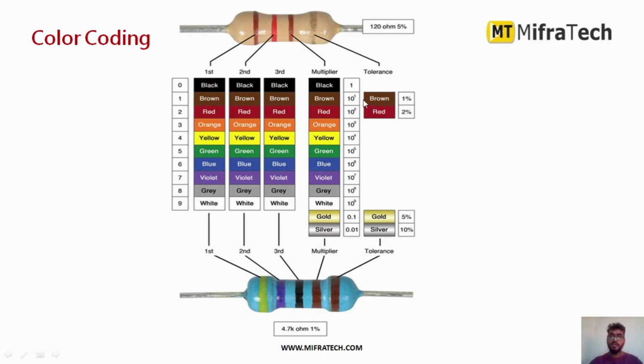The multiplier depends on the color. If it is black, the multiplier is 1, that is 10 to the power 0. If it is brown, it is 10 to the power 1, and so on up to white, which is 10 to the power 9. If it is gold, it is 0.1, so you multiply by 0.1. Silver means 0.01. Depending on that, for example 10 to the power 3, it is just 4.7 kilo ohm. Like this you can work out the color coding for any resistor. Depending on the colors printed on the resistor, you can calculate its value.